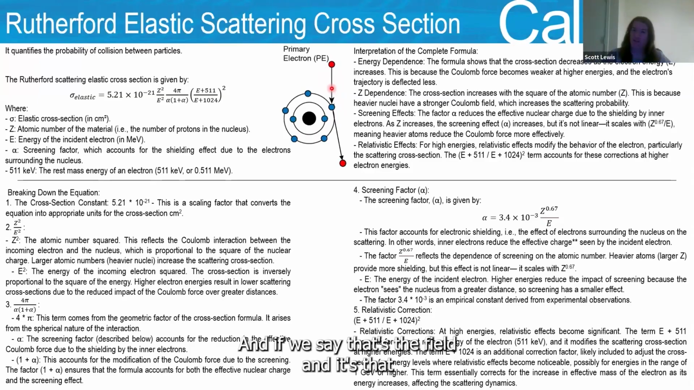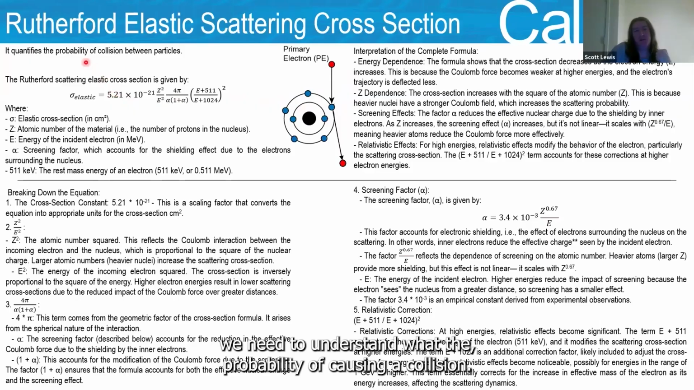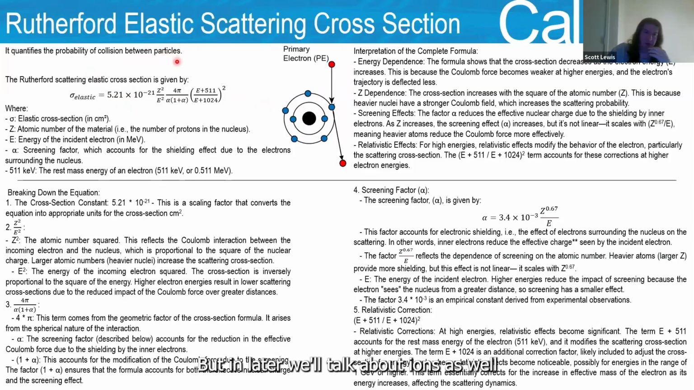And if we say that's the field, it basically dislodges this, and that's the interaction. Okay. So essentially, what we need to calculate to see if this happens is the probability of causing a collision. I've got particles written there, but it's electrons. In later sessions, we'll talk about ions as well, or what the chemists call free radicals.